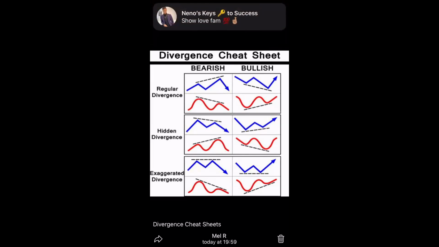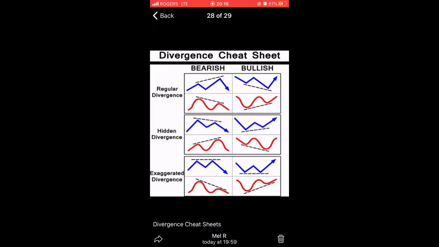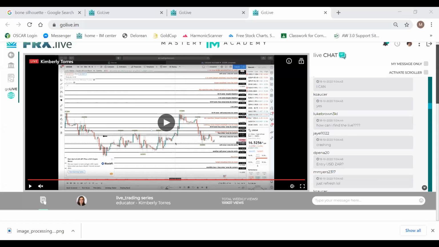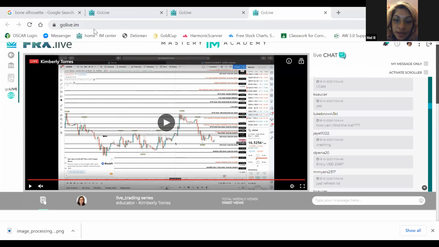So we have our 3 different divergence. Let's get onto the charts. Give me just a quick moment. I'm going to stop sharing this one, start sharing this one, and we're going to look at some stuff. I want somebody in the chat to drop a currency pair. I don't care which one, any currency pair.